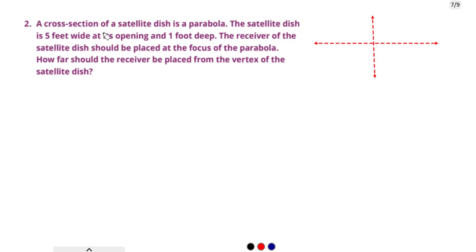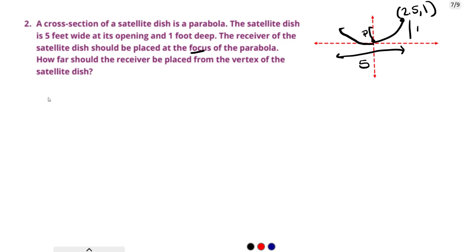So now let's take a satellite dish. One of the big things on your satellite dish is your receiver needs to be at the focus point. So when we're designing that parabola dish, we need to know what this distance is from this vertex to that focus point. So it tells me the satellite dish is 5 feet wide. And it's 1 foot deep. So that puts this ordered pair at 2.5, comma, 1.